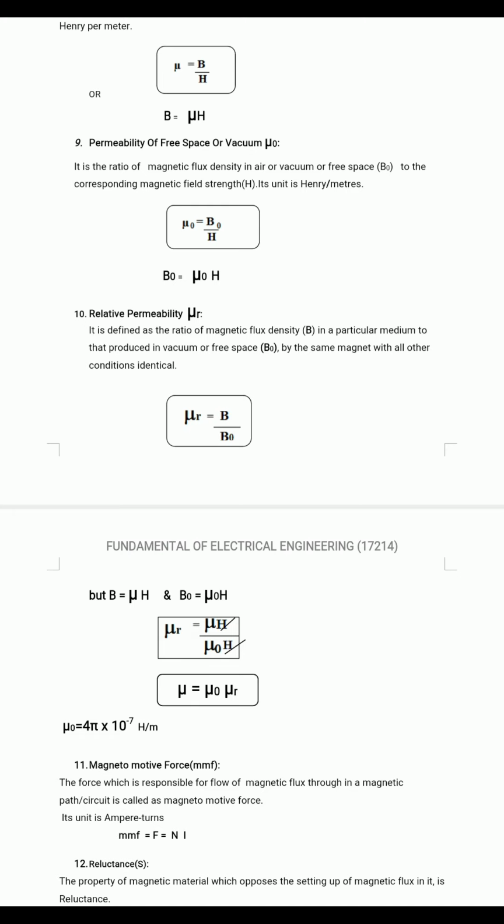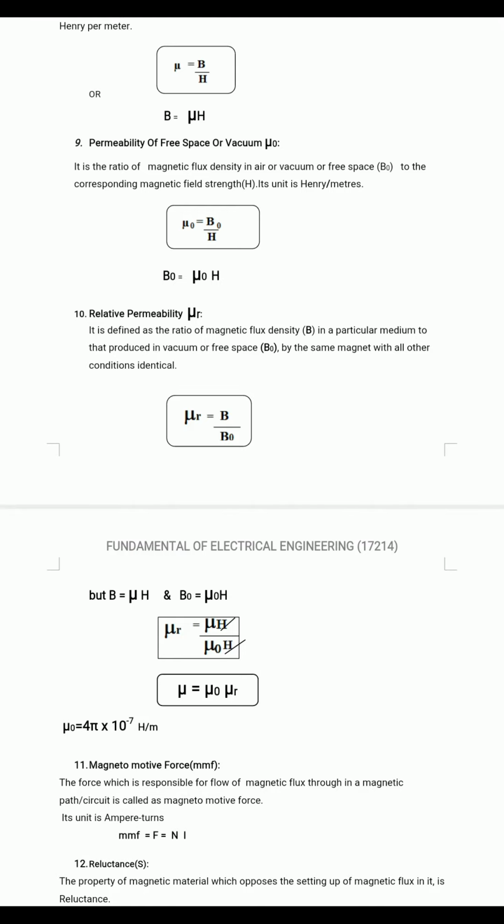What is the next definition? Magnetomotive force. So what is meant by magnetomotive force? Before, I discussed one formula of magnetic field strength which contains the mmf. I said we will learn it further.